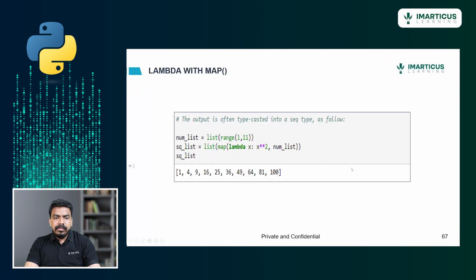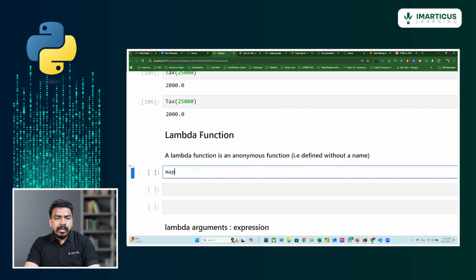So let me go back to the script file. Let me provide map. So map takes 2 arguments: one is a function and the other one is an iterable.